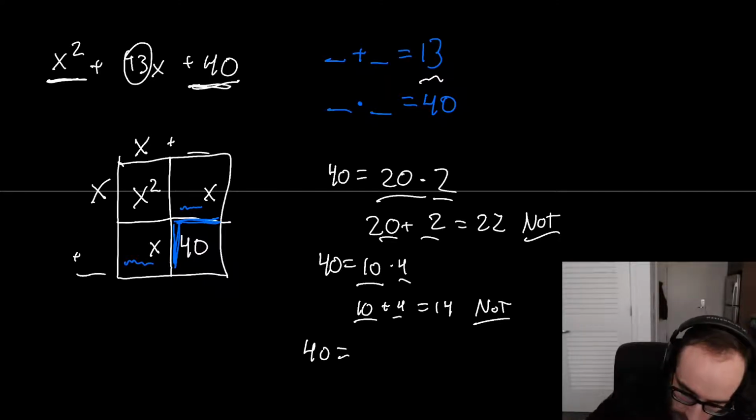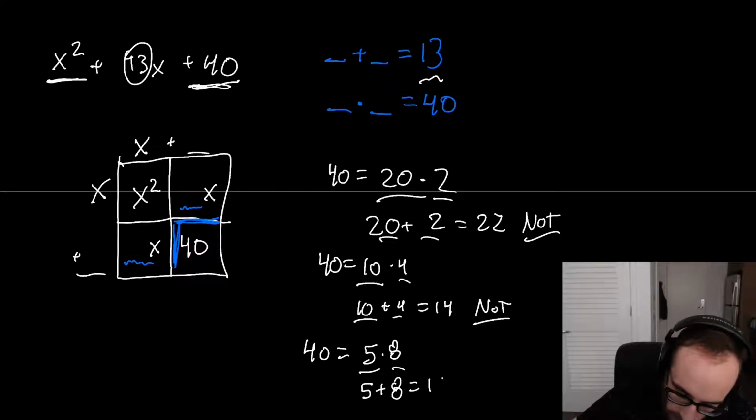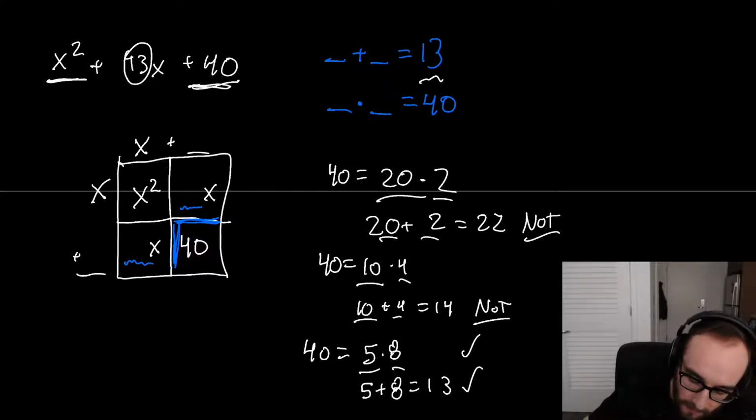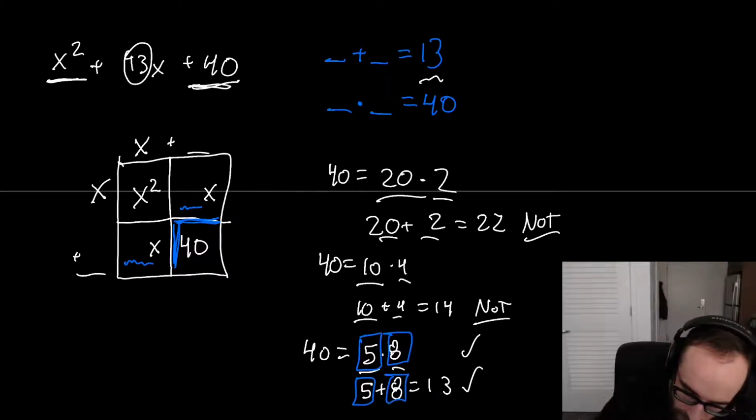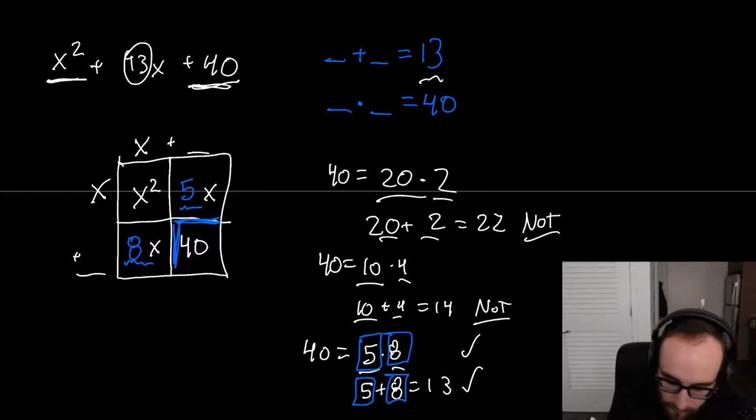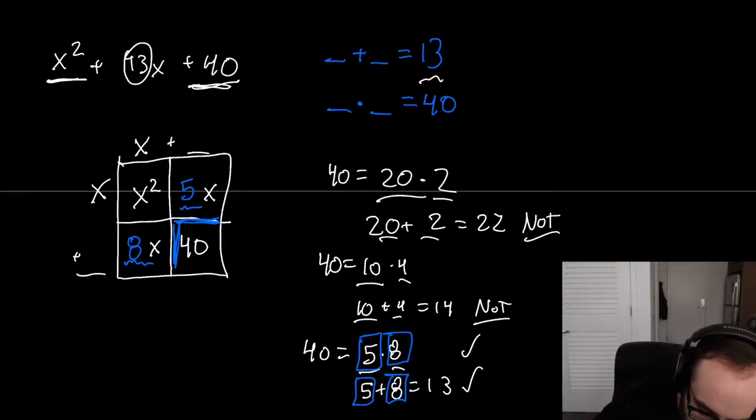40 is also equal to 5 times 8. If we were to add up 5 and 8, we would get 13. So that works out. So 5 and 8 are the missing blanks in this problem. So we would write 5 in one of these spots, 8 in the other spot. And then finally, we fill out the missing side lengths.